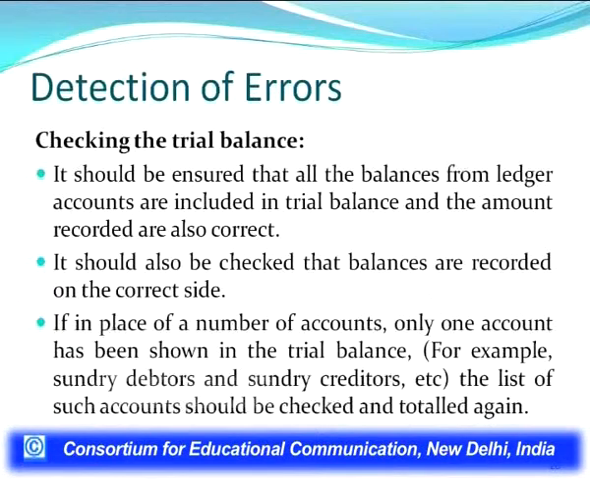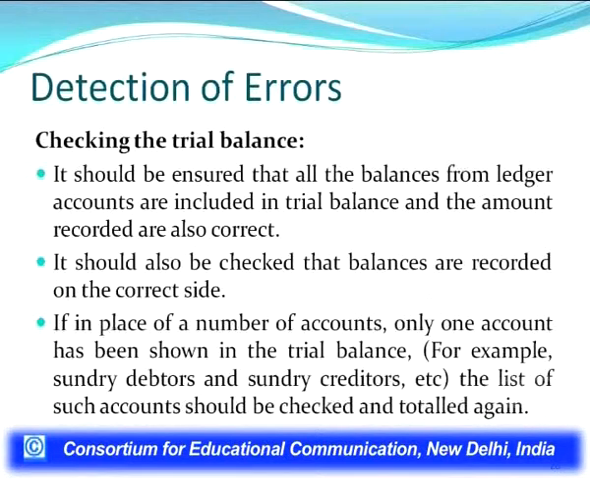With the help of one more person, one person can speak out the names of different ledger accounts and their balances, and the other can check the trial balance, so that each balance is recorded on the correct side. Creditors have a credit balance, so we could check whether it has been wrongly recorded on the debit side. Also check if, in place of a number of accounts, only one account has been shown in the trial balance.